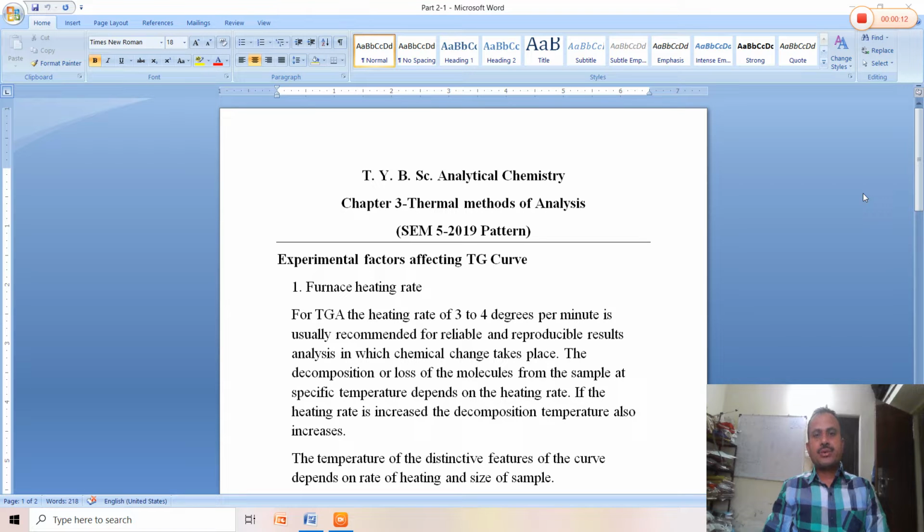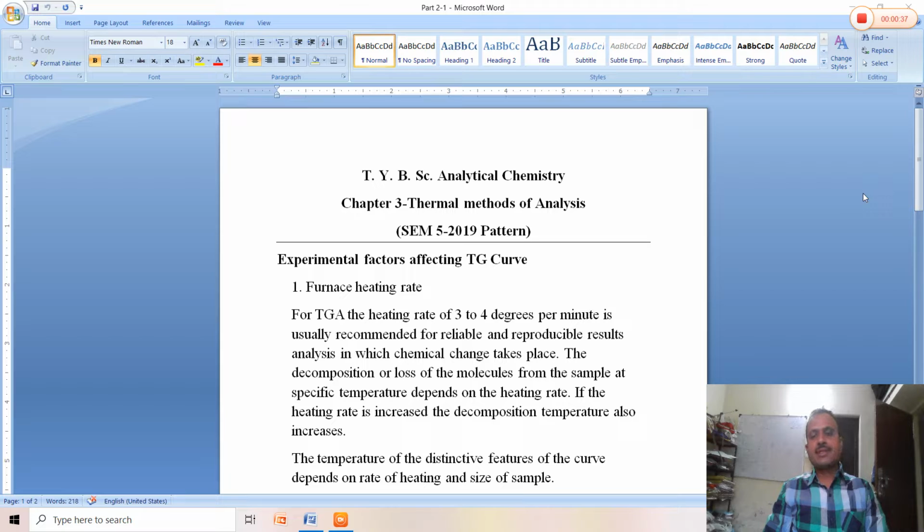In this lecture, we are going to learn about Chapter 3, Thermal Methods of Analysis, Semester 5, 2019 pattern. The name itself suggests that the analysis takes place with the help of temperature, and the methods involved are DSC, that is direct DSC, DTA, and TGA. Thermogravimetric analysis, TGA, is the most common method.